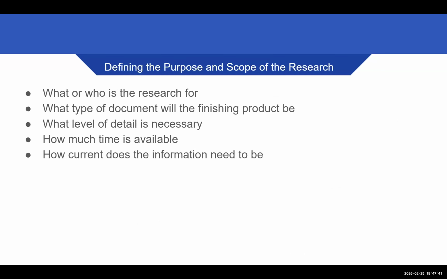Defining the purpose and scope of the research. The following questions will help you narrow down your research and refine your information finding process. Who is the research for? Determining who the research is for will allow you to tailor your report to the person you're reporting to. This can help define the information you search for by making you crack down on the specifics of what information you gather.